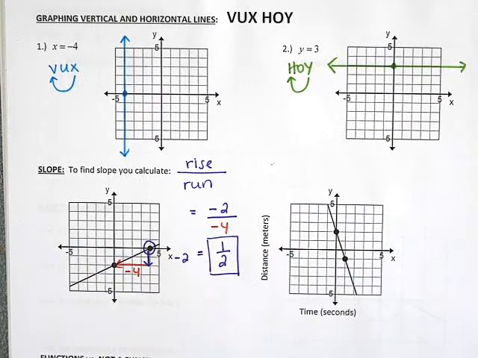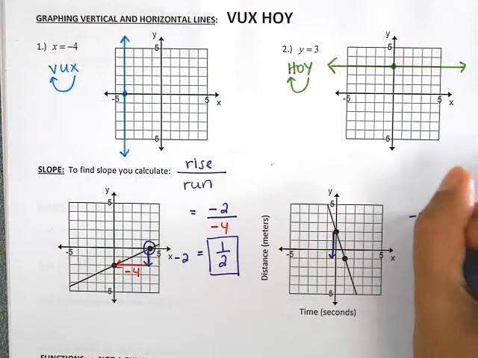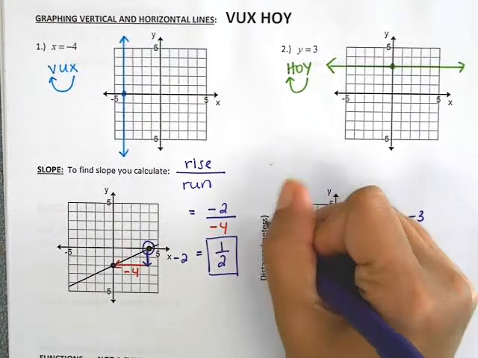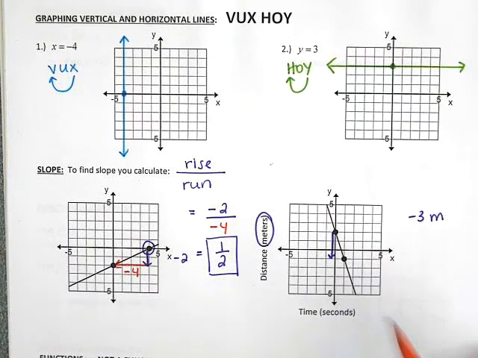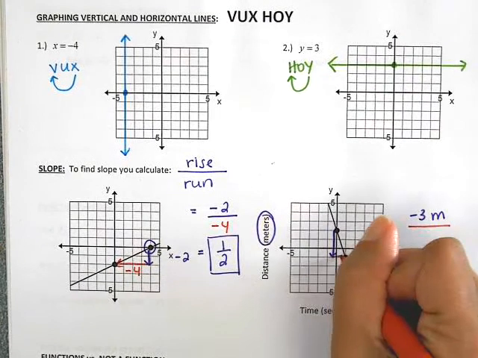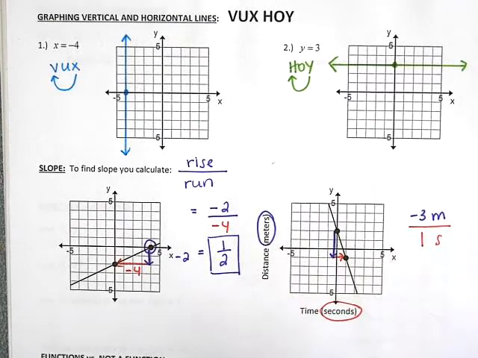And after we learned about slope, we said that sometimes we can actually put units on our slope by looking at the rise and the run. So in the next picture, my slope would be down 3, and the units would be meters. And then I would go over 1, and the units would be seconds.